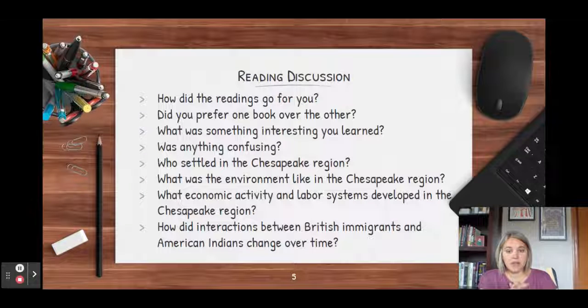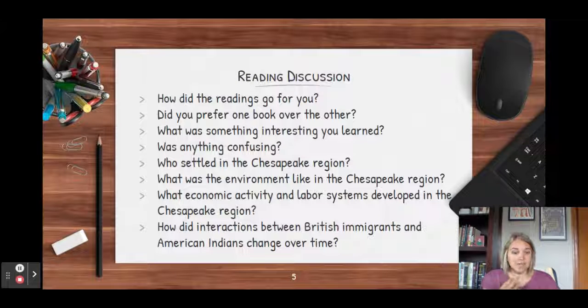So for the reading discussion, we've got our basic questions at the beginning, but then these are some of the things that you should really be paying attention to. Who is settling in the Chesapeake region? Be specific here. Don't just say the British, okay? Remember that not all migrants that came to the Chesapeake region came willingly. So think about who is coming, what is their nationality, what is their purpose, what is their gender, their age, their religion. Think about those various characteristics.